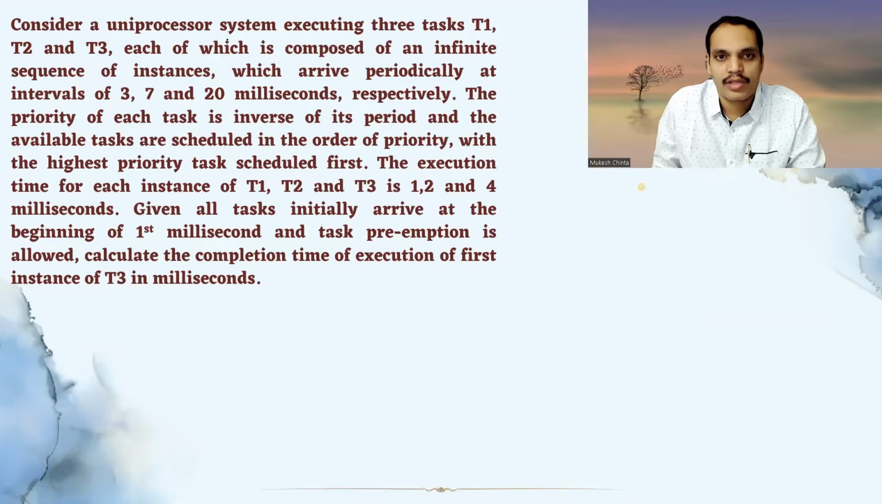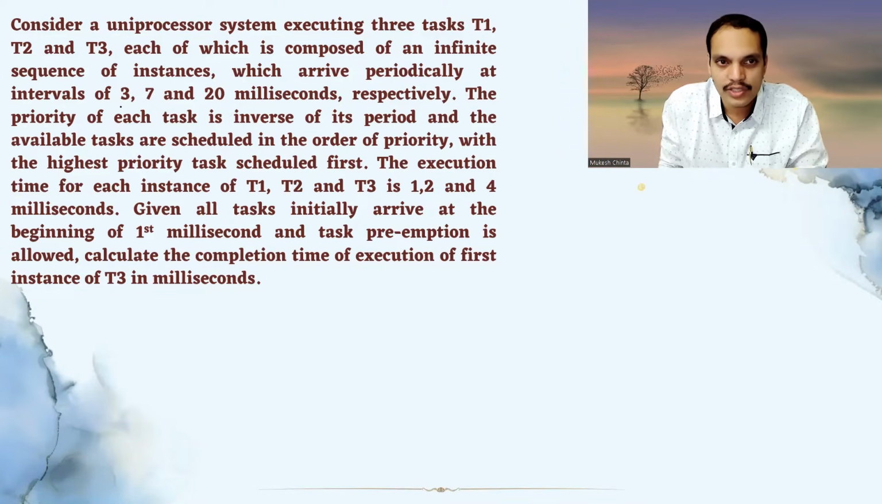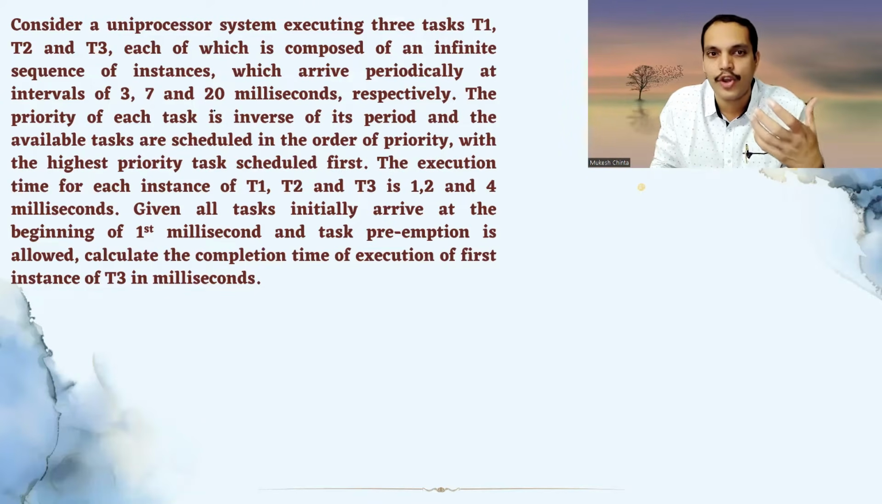So consider a uniprocessor system executing 3 tasks T1, T2, and T3, each of which is composed of an infinite sequence of instances which arrive periodically at intervals of 3, 7, and 20 milliseconds respectively. Once you see that particular statement, you have to understand that you are going to deal with real-time tasks, because it is clearly given that each one of these tasks is composed of an infinite sequence of instances. That means it comes in periodic intervals. It is a periodic task. So we are dealing with real-time scheduling or real-time tasks.